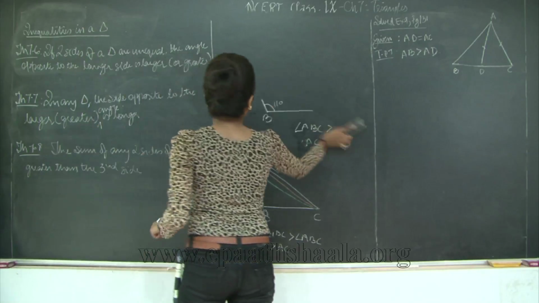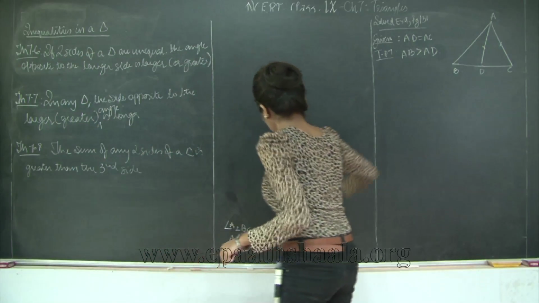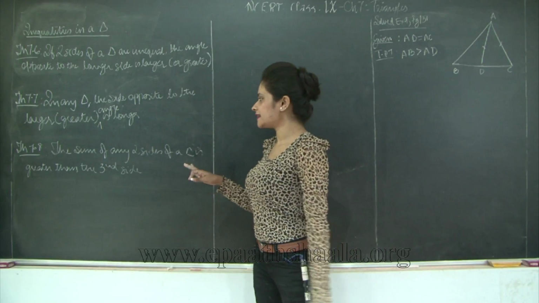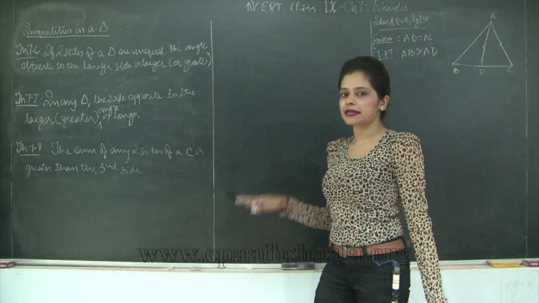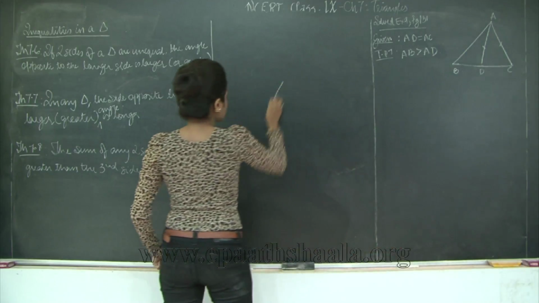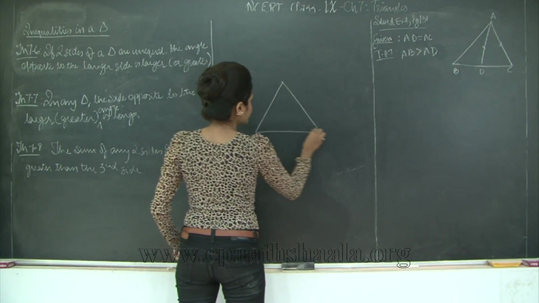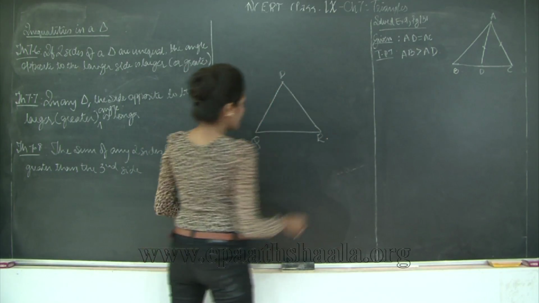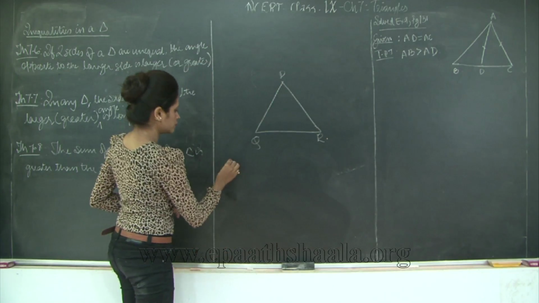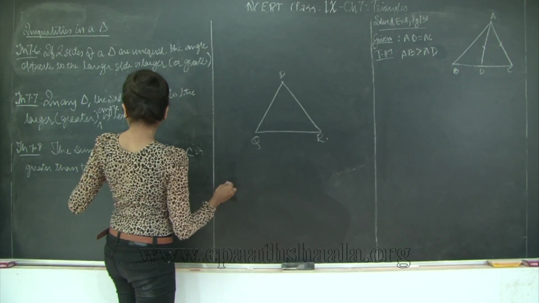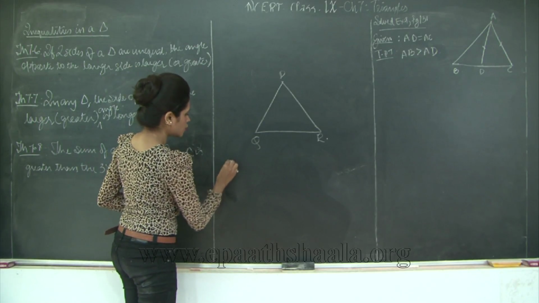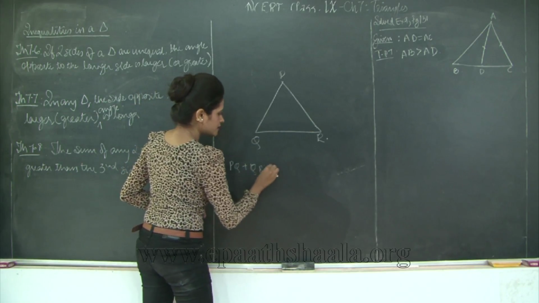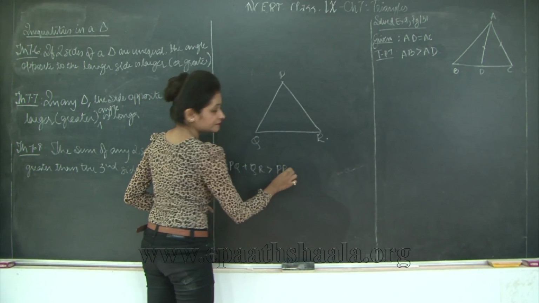Now let's take a look at theorem 7.8. So my theorem 7.8 states that the sum of any two sides of a triangle is greater than the third side. What does this mean? If I have a triangle PQR and I am taking, let's say, PQ, so I will say sum of any two sides of a triangle. So PQ plus QR is always going to be greater than PR.